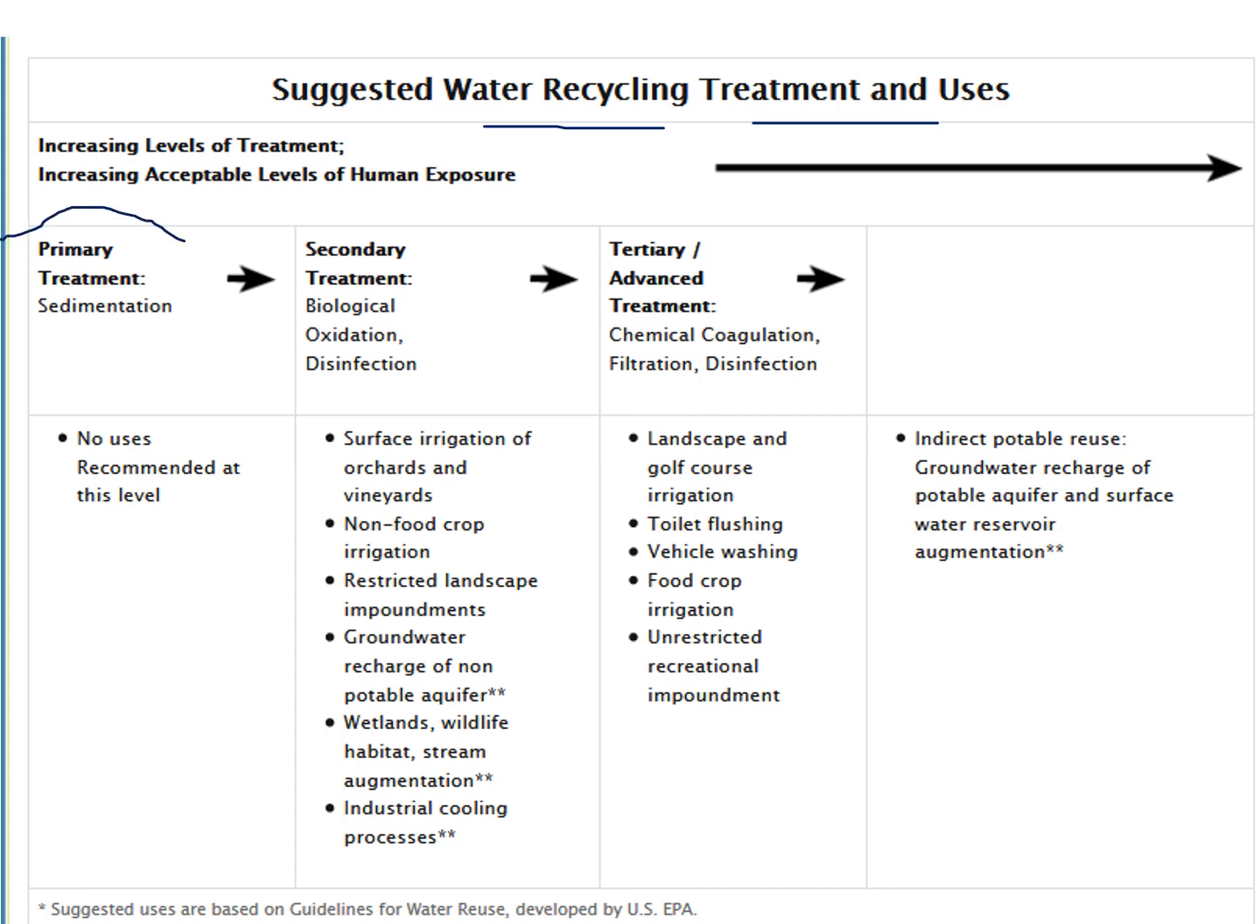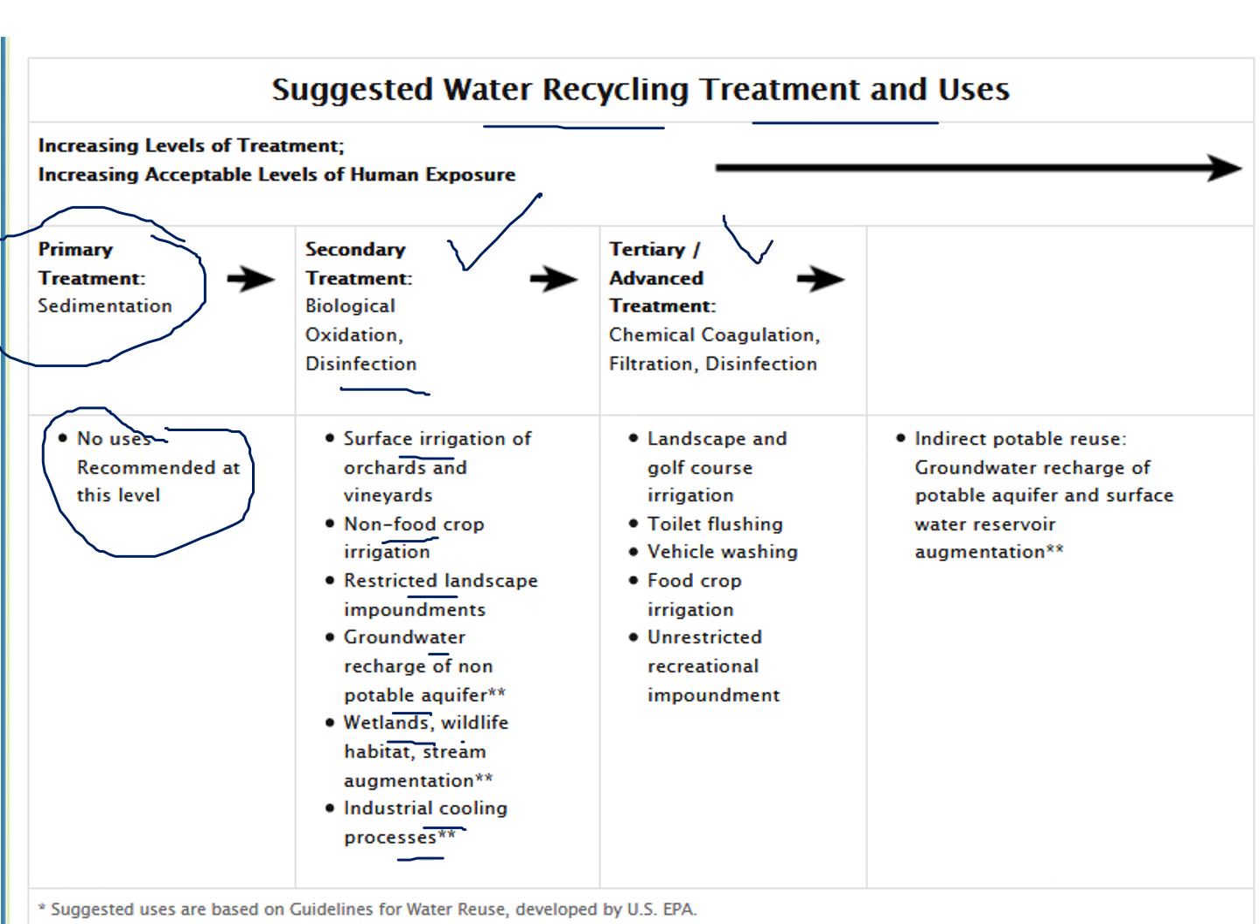Here this figure suggests wastewater recycling after treatment and its end uses. After primary treatment, that is after sedimentation, use is generally not recommended at this level. But after giving secondary treatment, meaning biological treatment, and some disinfection process, this wastewater can be used for surface irrigation, non-food crop irrigation, restricted landscaping, groundwater recharge for non-potable use, wetlands and wildlife habitats, and industrial cooling processes. So just by giving this secondary treatment, you can utilize this water.